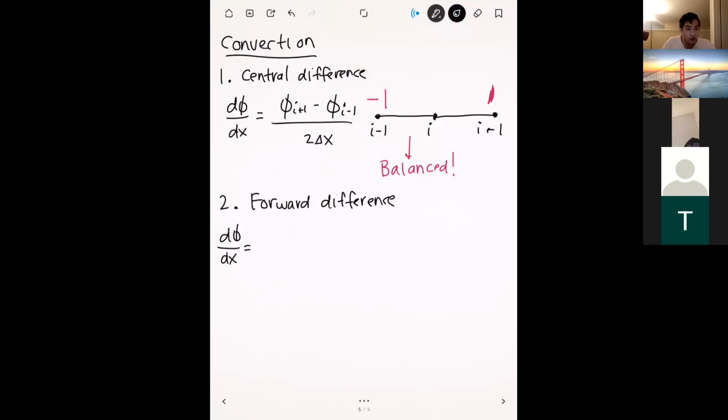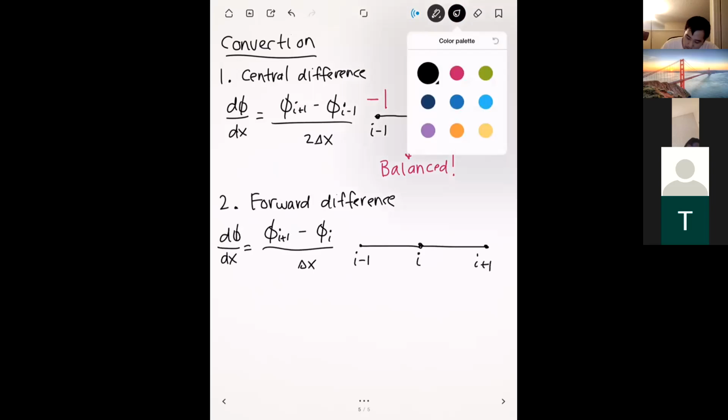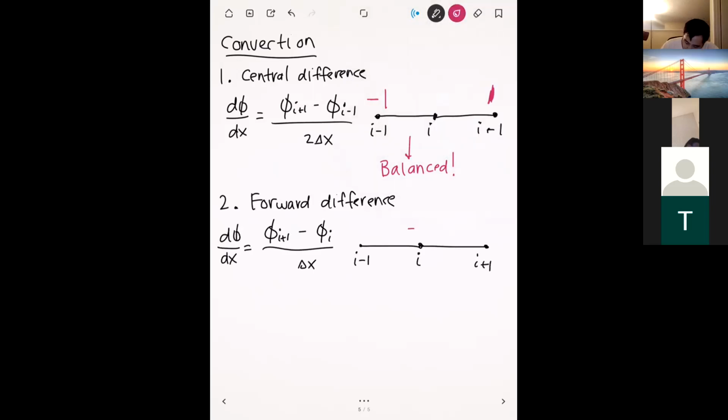All right, so our forward difference scheme looks like this, right? We had phi I plus 1 minus phi I all over delta x. Let me draw the number line again. We have I minus 1, I, and then I plus 1. If I draw the weights on this, we have a -1 over here and +1 over there. If you think of this as a seesaw, the seesaw is going to lean towards the right. So this is weighted or unbalanced, with the weighting being on the right.